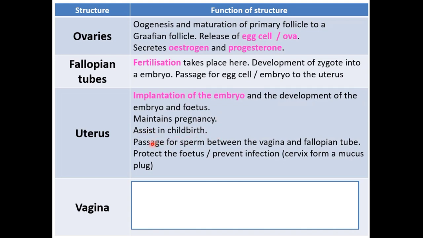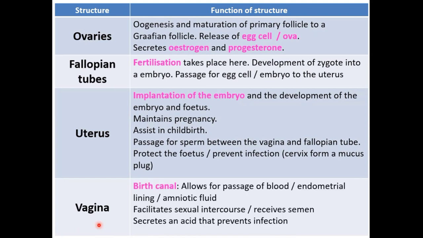And it is the passage for sperm between the vagina and the fallopian tube as well. It also protects the fetus, okay, and prevents infection. So there's a lot of things that you can mention here, but implantation of the embryo, maintains pregnancy, or any one of those would be correct.